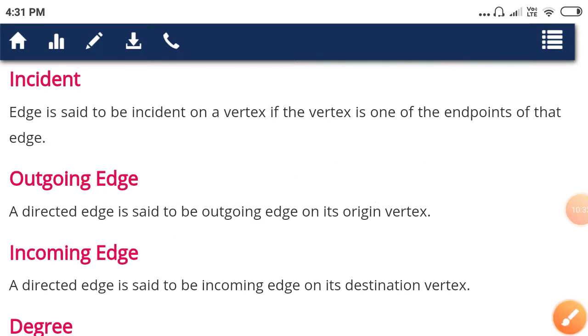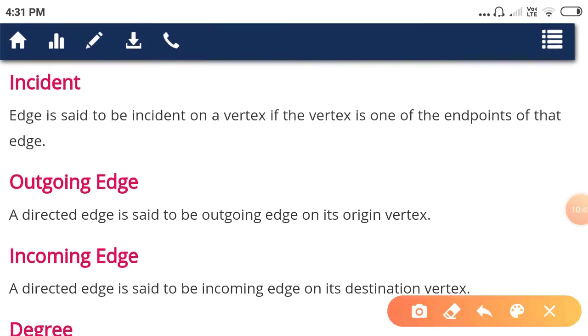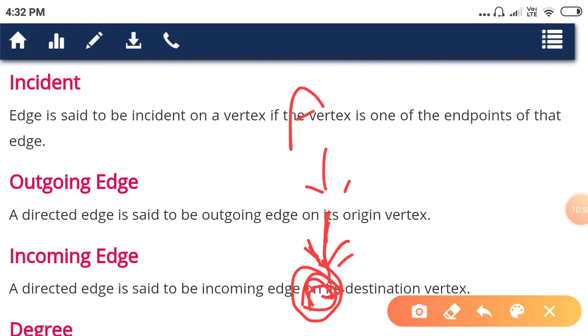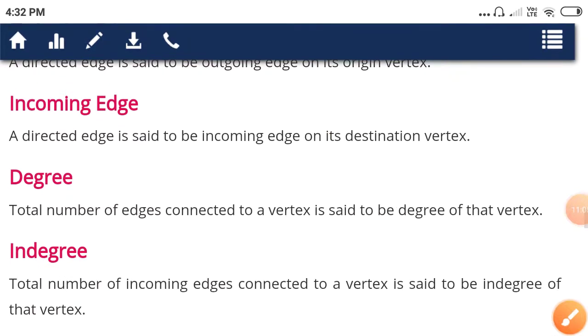And incoming edge: a directed edge is said to be the incoming edge on its destination vertex. So here, the destination vertex is D. From A there is a connection, so an incoming edge is there to D. This one we have to call an incoming edge. From A it is an outgoing edge, and to this vertex it is an incoming edge.